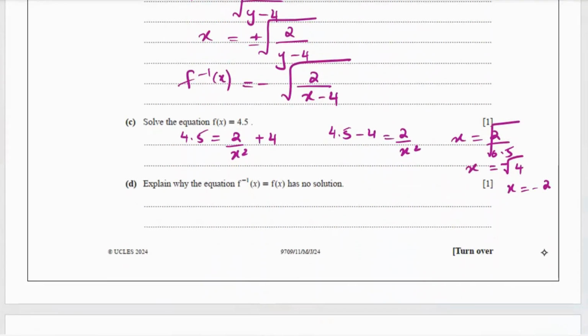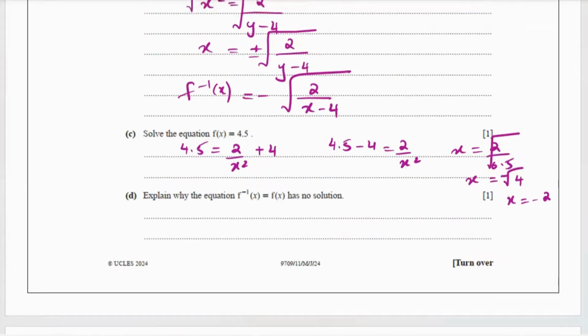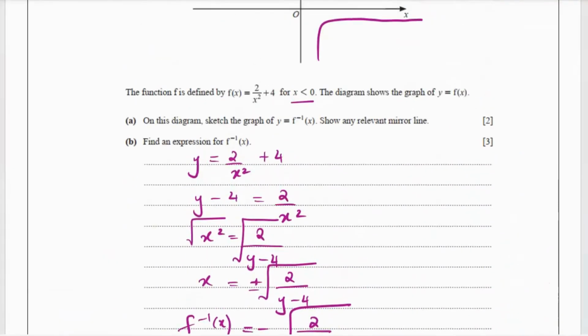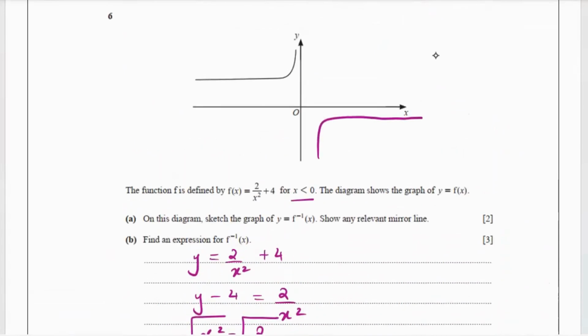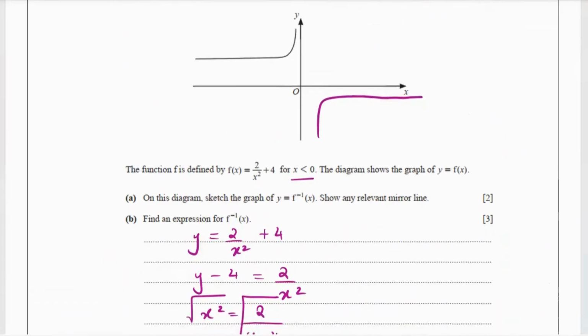Explain why the equation f inverse of x equals f of x has no solution. The reason why they have no solution is that if you notice, f inverse of x is a negative function, whereas f of x is a positive function. So they're in opposite quadrants, as you can see over here, there is no intersection. And since there is no intersection, there will be no solution.